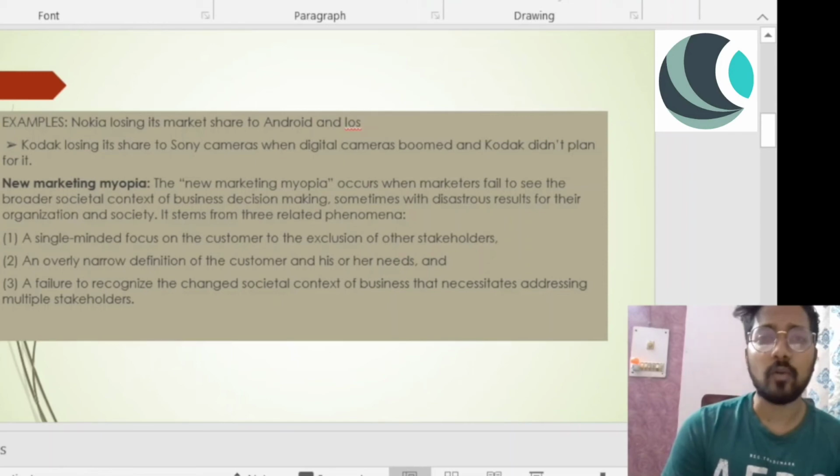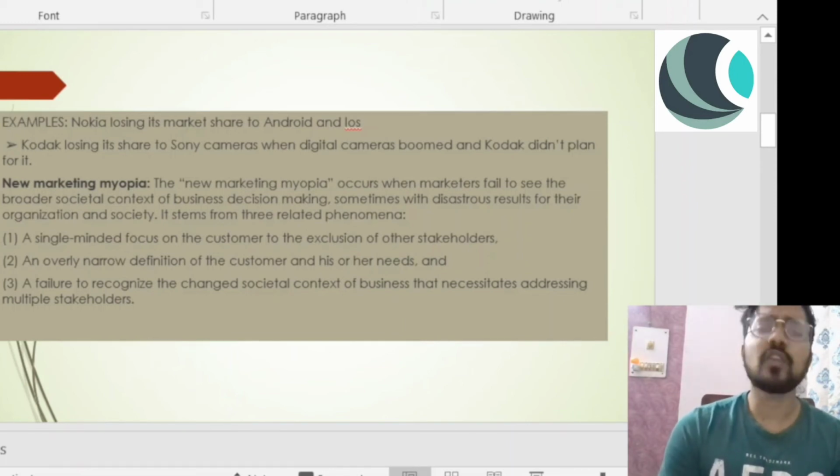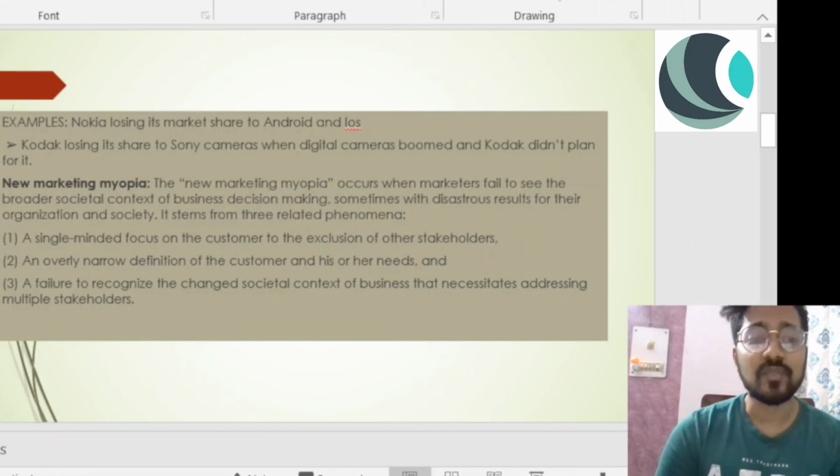They could be someone who would probably buy my product if I introduce some strategies, maybe reducing my price, bundle pricing, or offers. Maybe these customers will be attracted to my brand. So an overly narrow definition of the customer, that someone who just buys my product is my customer, no, that's not the definition. You need to know who the potential customer is, and his or her needs. So that's marketing myopia. Second point, a failure to recognize the changed societal context of business that necessitates addressing multiple stakeholders.